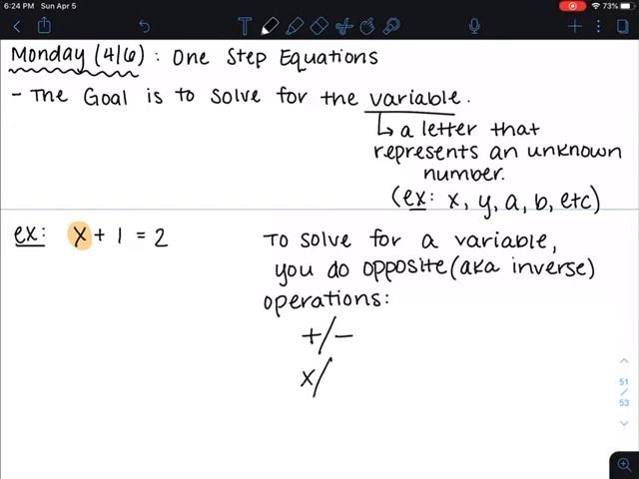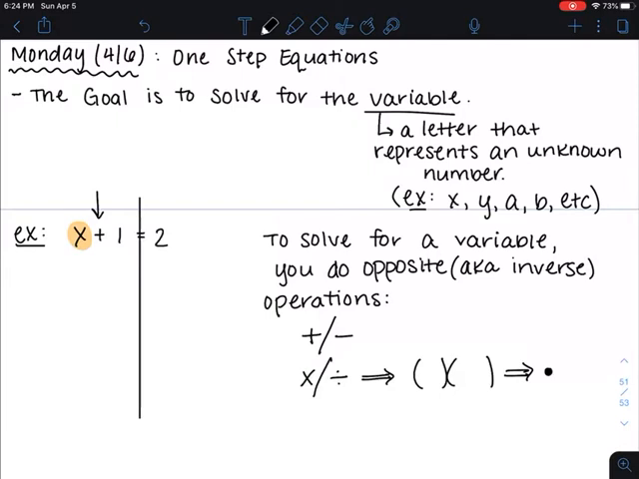So if they give you adding, the opposite of adding is subtracting. And if they give you multiplying, the opposite of multiplying is dividing. Don't forget, multiplication can look like this. It can also look like this. The symbols for multiplication, okay? So here they tell you X plus 1. So you're currently adding 1.